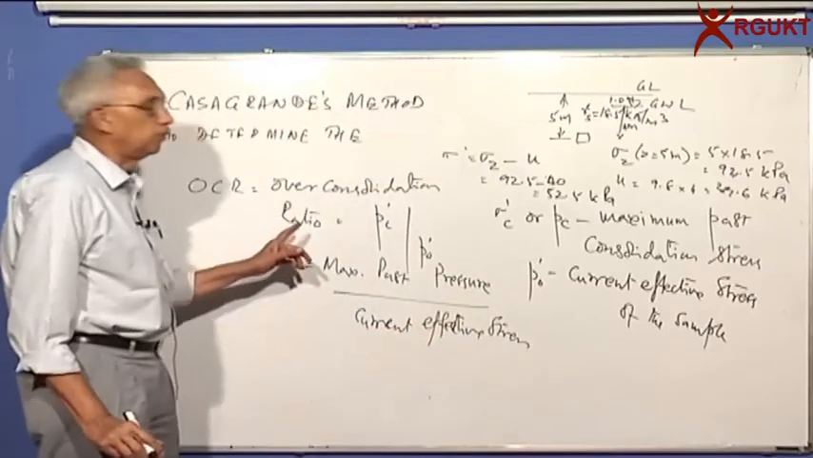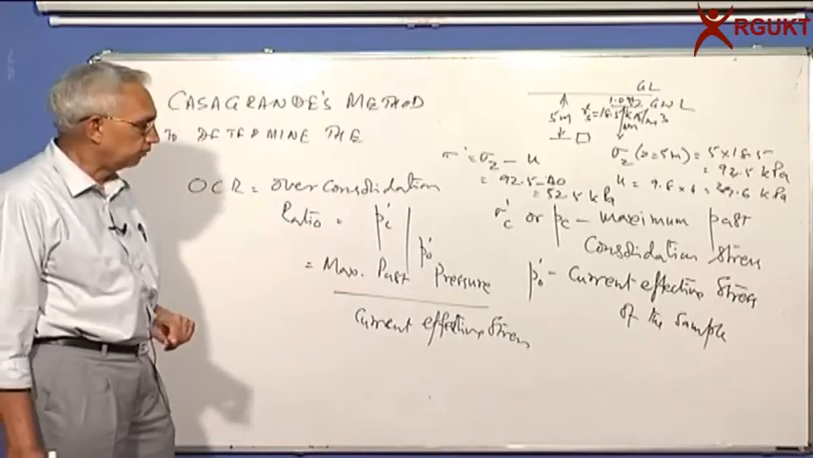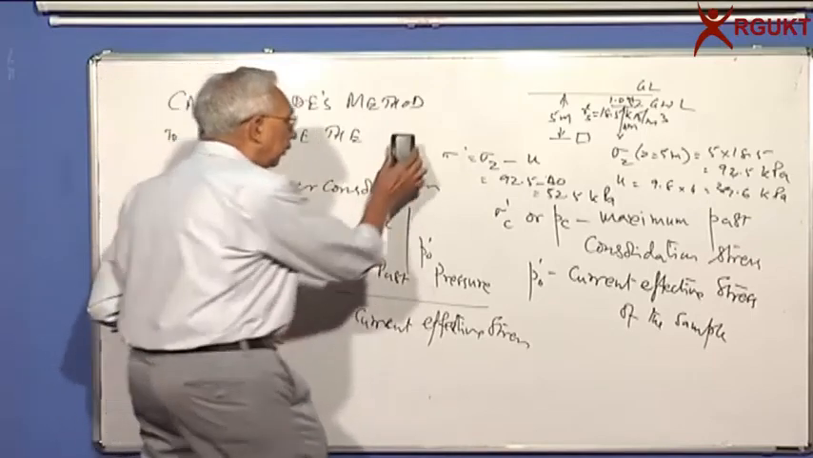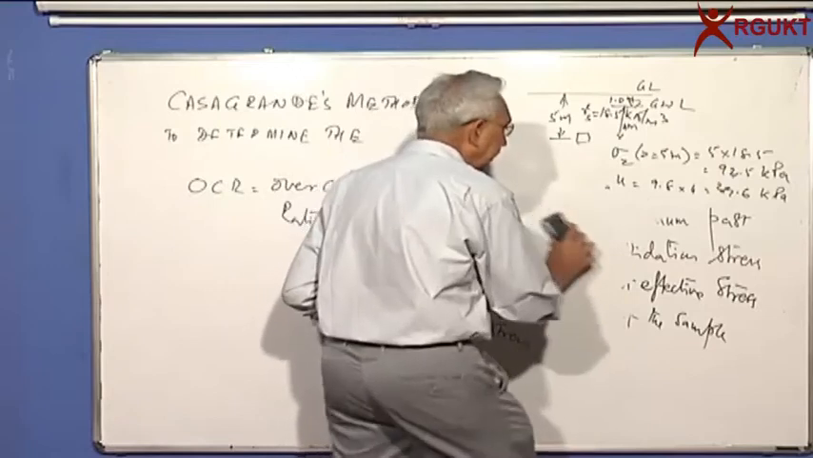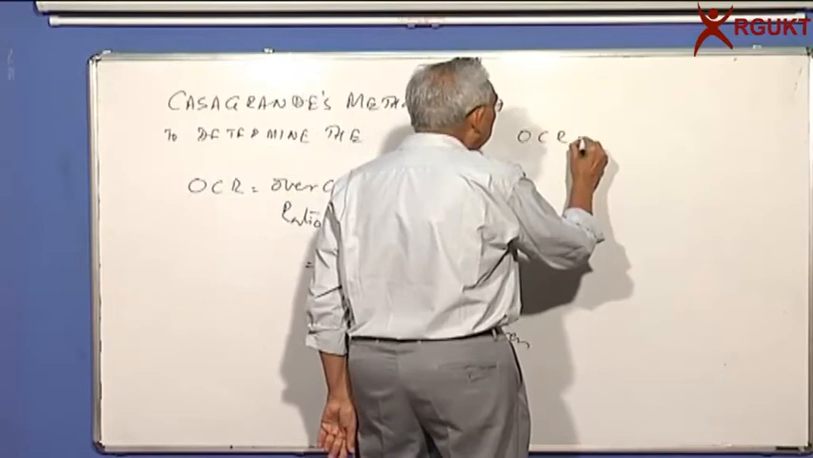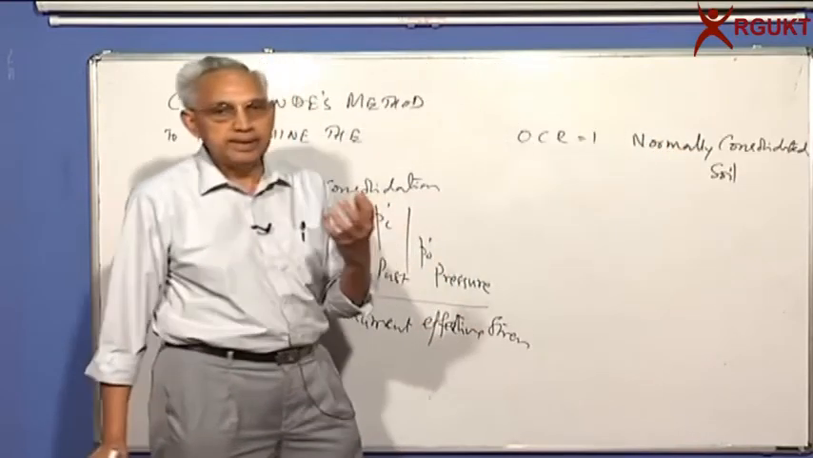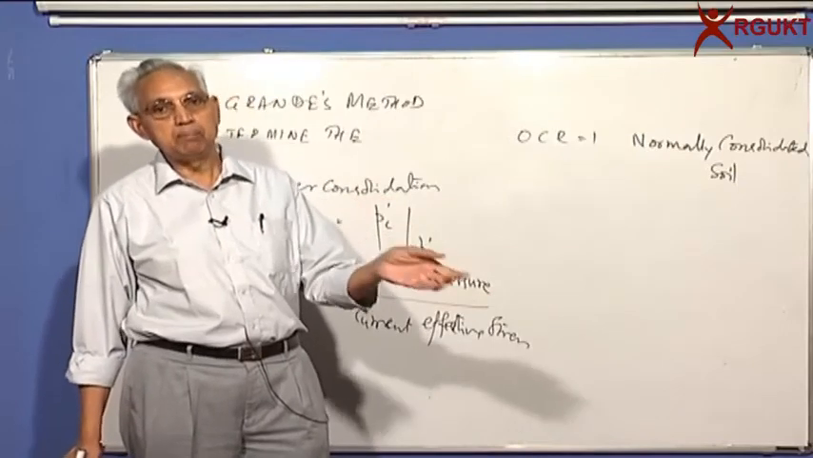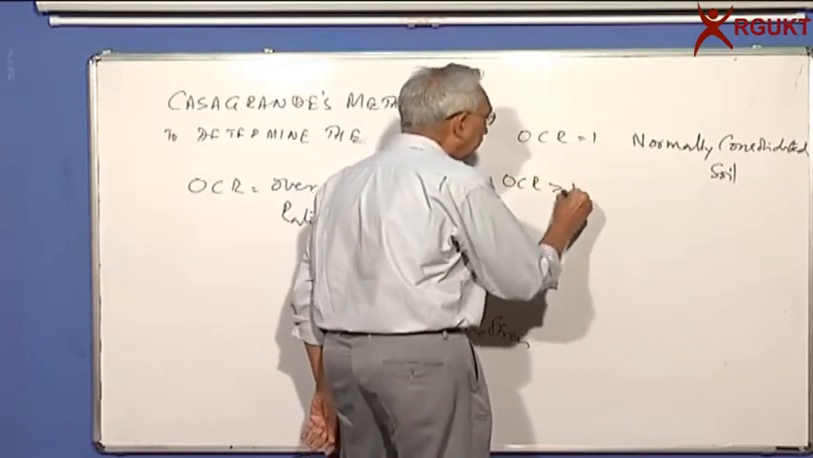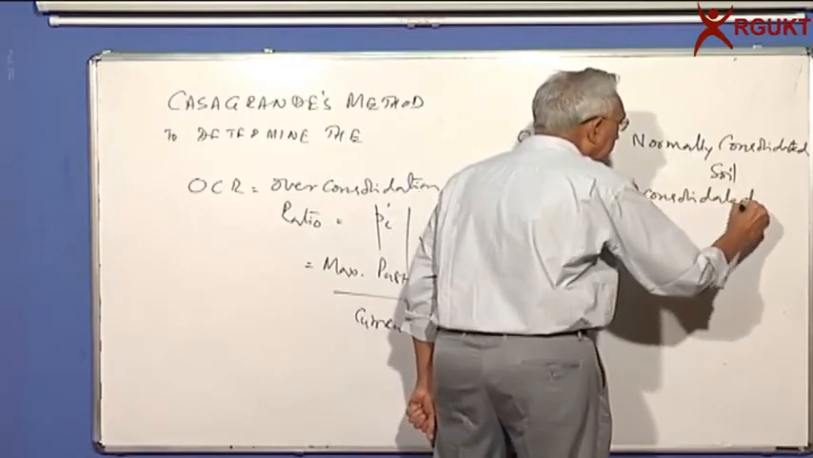This is called the overconsolidation ratio. We always use the abbreviation OCR. Now this OCR generally can be 1 or more, occasionally can be less than 1. If OCR is equal to 1, we call the soil normally consolidated. The soil is under the same stress in the past and even now. If OCR is more than 1, we call it overconsolidated soil.